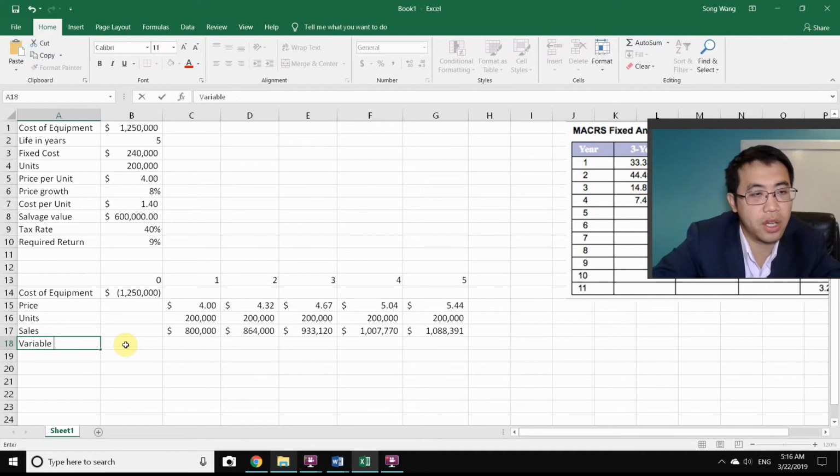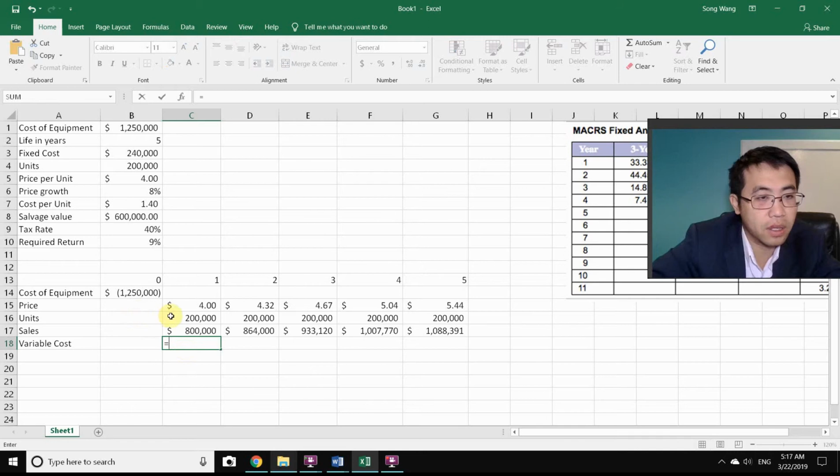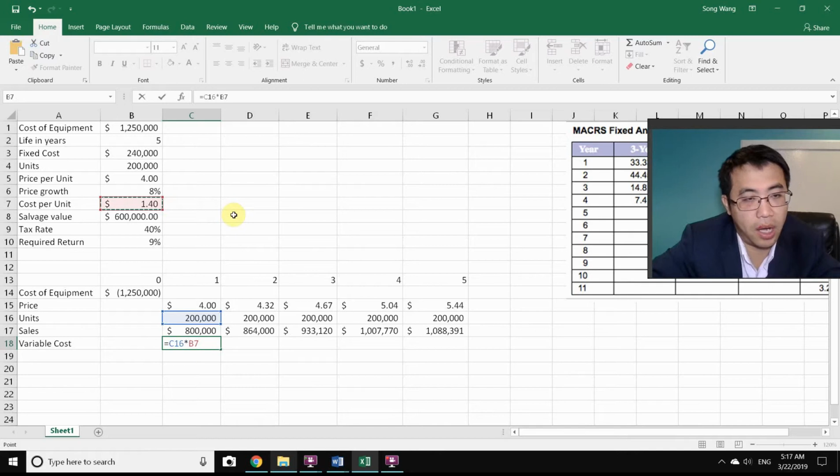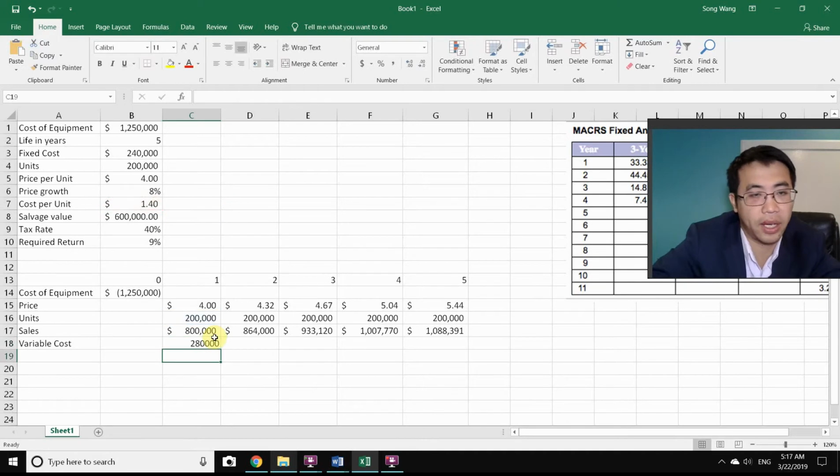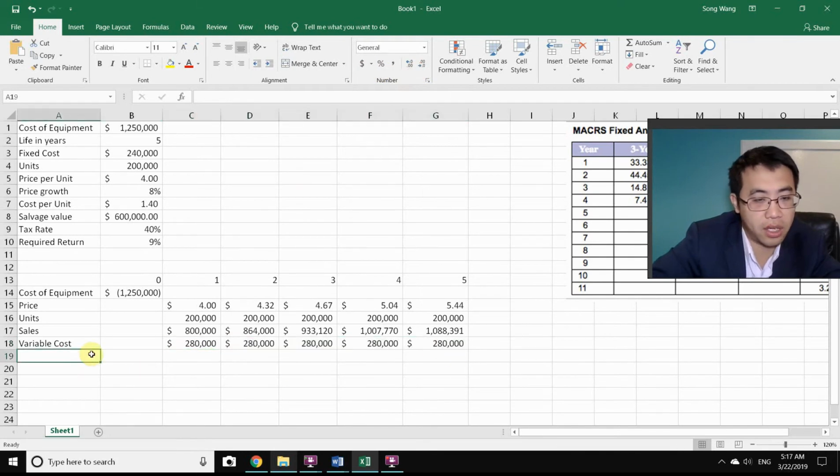The variable cost here is units times the cost per unit, and I need to lock that cost per unit before I do the dragging. So it's always 280,000. Then drag it.